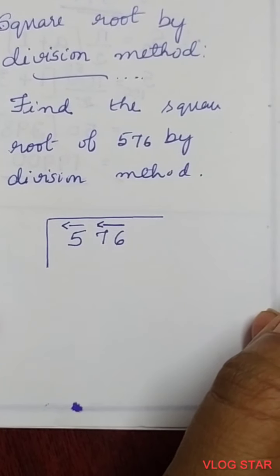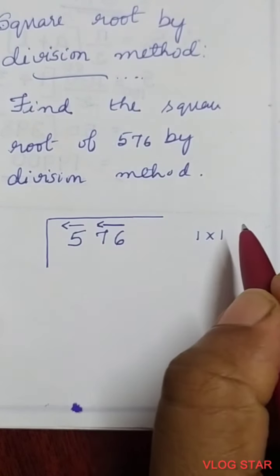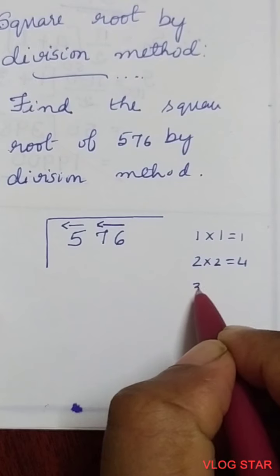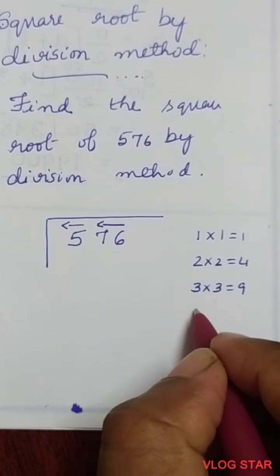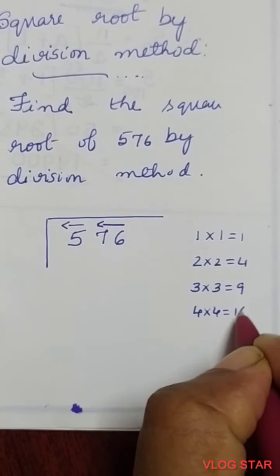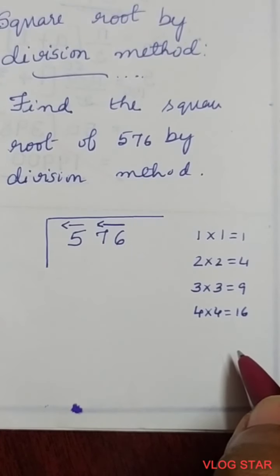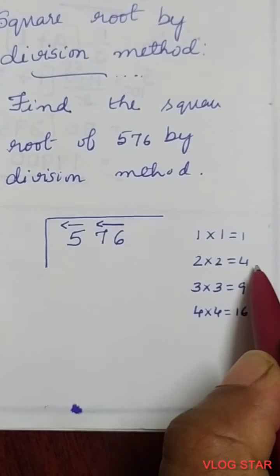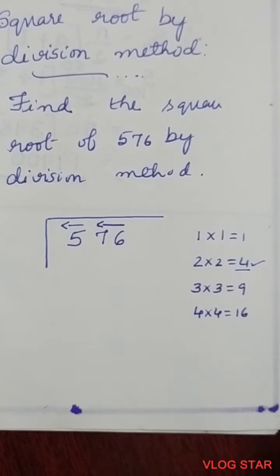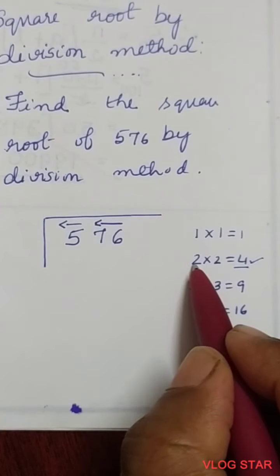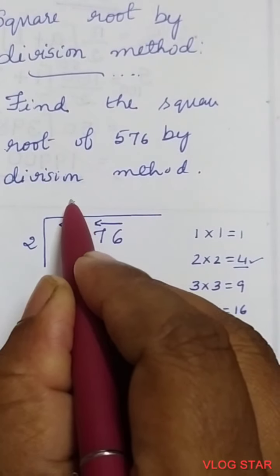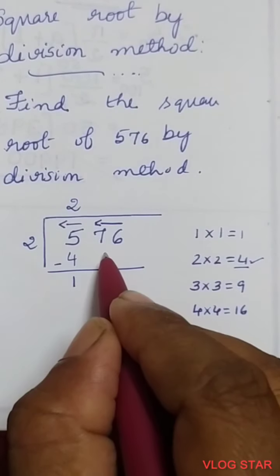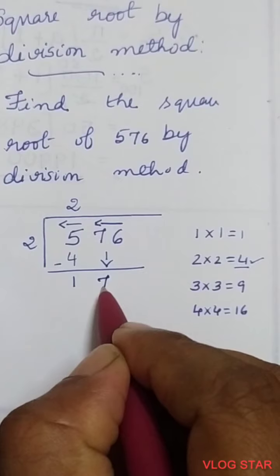Now first we have to write 1 into 1 is equal to 1, 2 into 2 equal to 4, 3 into 3 equal to 9, 4 into 4 equal to 16. Like the squares we have to write. Now where are we getting 5, or less than 5? It is near to 4. So which numbers do we multiply? 2 and 2. So 2 into 2 equal to 4. Subtract now, we get 1 here. Now bring down this group 76.